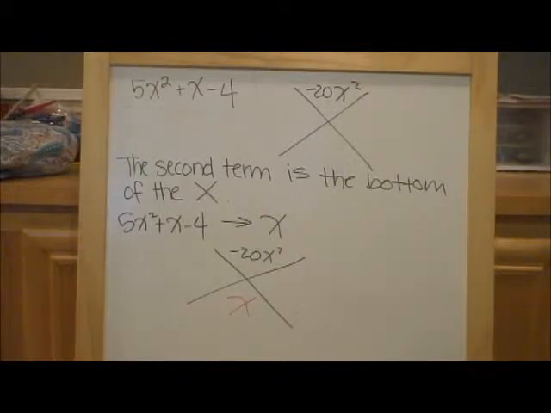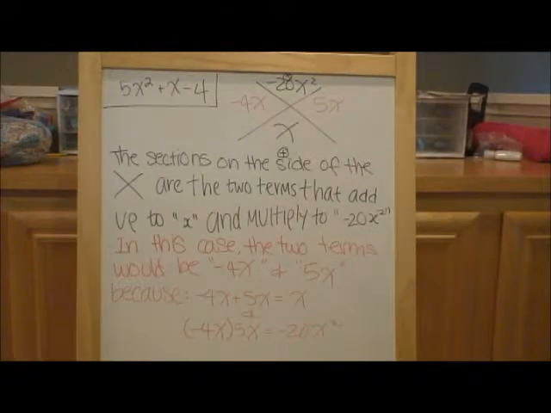The second term is the bottom of the X. So for the expression 5x squared plus x minus 4, the term x would be at the bottom of the big X. So the sections on the side of the big X are the two terms that add up to x and multiply to negative 20x squared. In this case, the two terms would be negative 4x and 5x, because negative 4x plus 5x equals x, and negative 4x multiplied by 5x is equal to negative 20x squared.